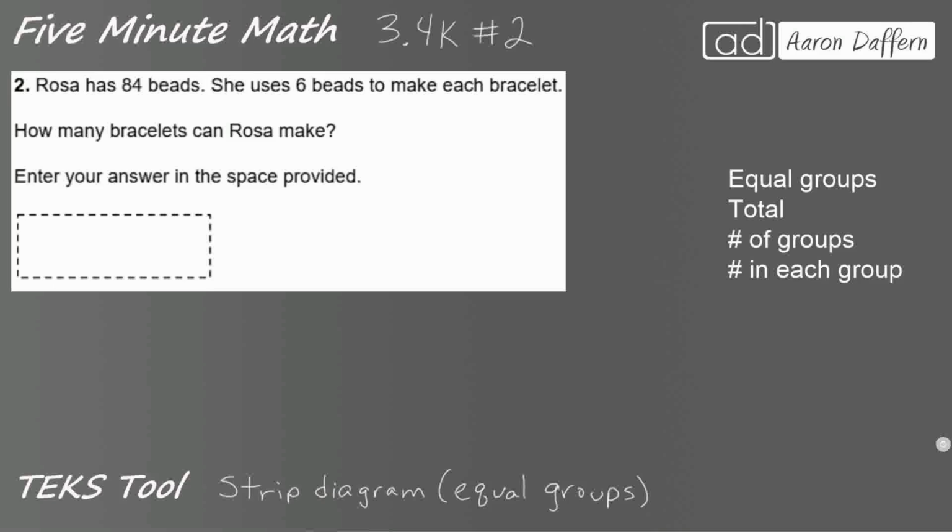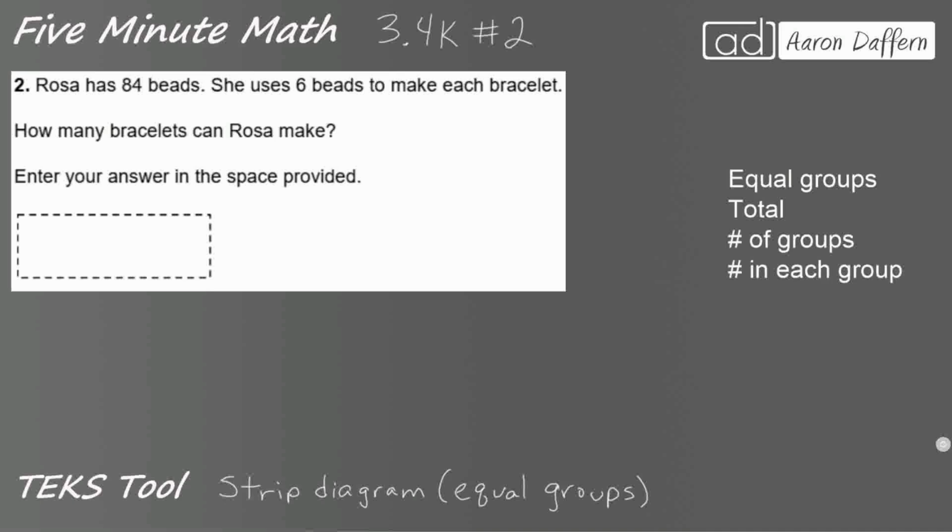Today we are looking at the TEKS tool strip diagram, specifically equal groups. We are working with a problem related to TEKS 3.4K, and we'll do it in 5 minutes or less. If you haven't done so already, please go ahead and take a moment to pause the video, work this problem out on your own, unpause it, and we will look at our answers together.